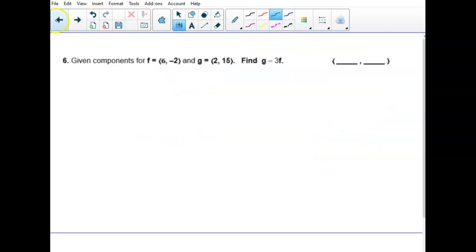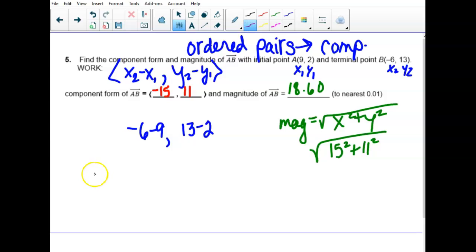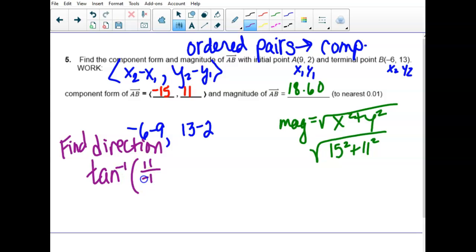That question on the quiz isn't on this worksheet, but it also asked you to find direction, which is where you do inverse tangent of y over x, negative 11 over 15. And I put right on the quiz, what quadrant is that in? So what quadrant is negative 11, 15, guys? Left and up would be quadrant 2. So we need to make sure we end up with a quadrant 2 answer.